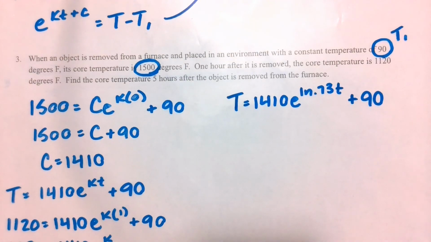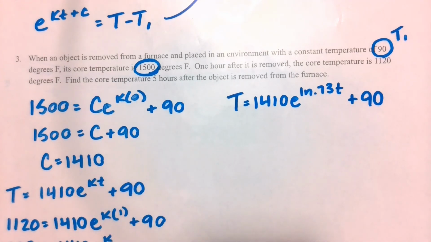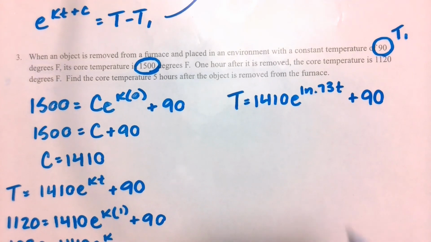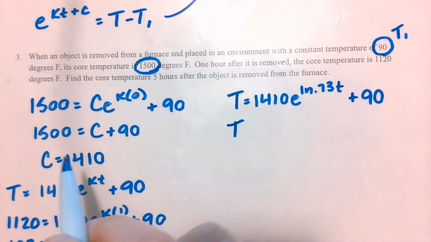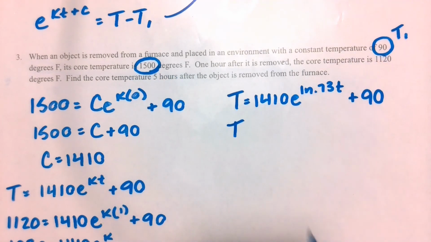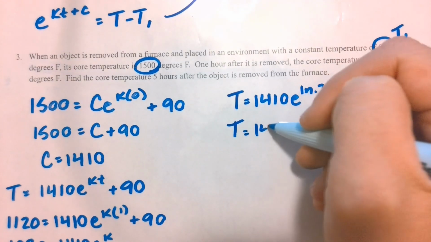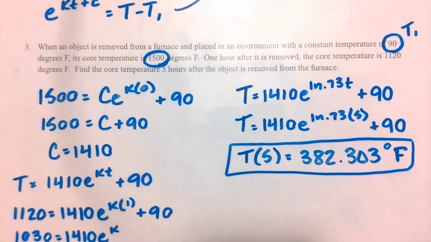So now that we have k, we're ready for that last question, which wants us to find the core temperature 5 hours after the object is removed from the furnace. This will be kind of interesting because we had something that was very hot, 1500 degrees, in a 90-degree room, and we're seeing what's going to happen after 5 hours. So we're just plugging in 5, see what you get. After 5 hours, it looks like the temperature of our object is about 382.303 degrees Fahrenheit. So drastically different than when we took it out of the furnace. Still too hot to touch.